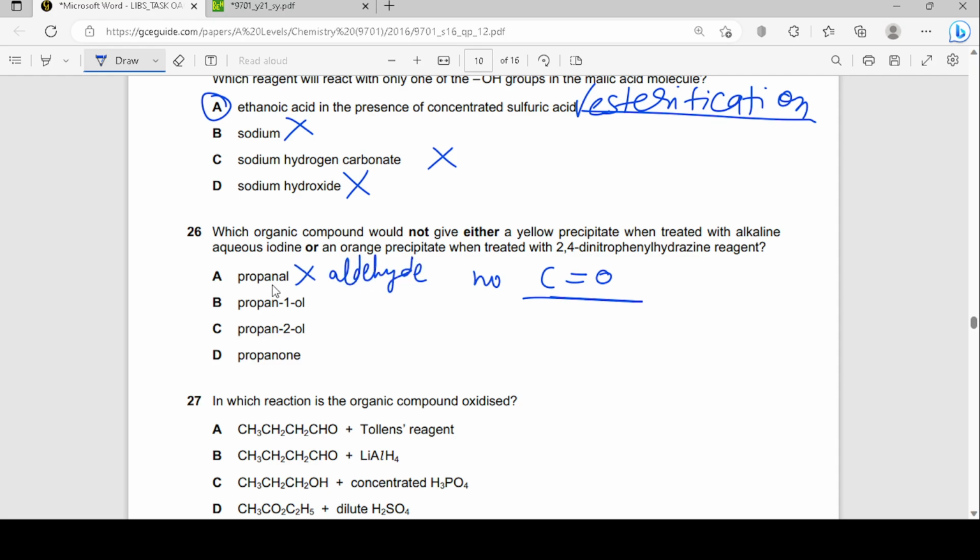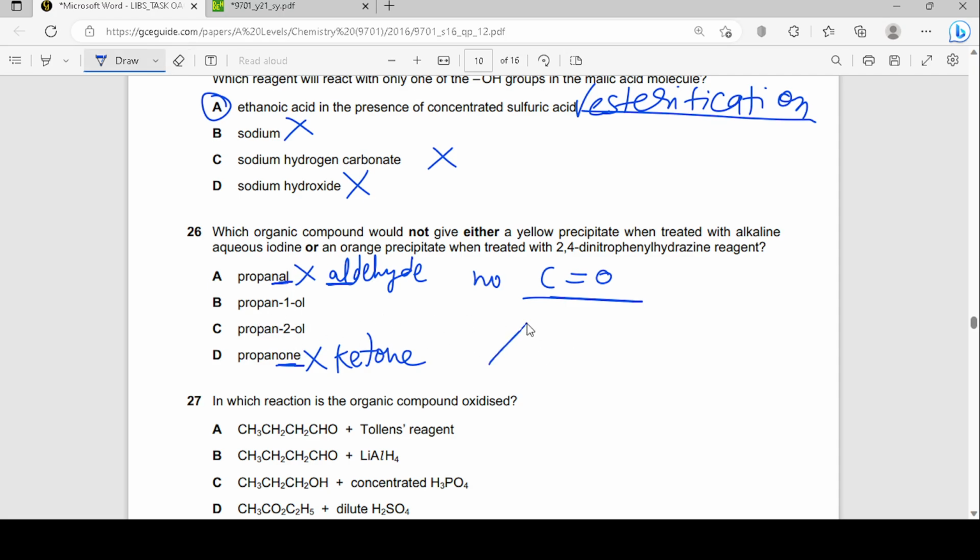Propanal, as the name suggests, is an aldehyde. And propanone, as the name suggests, is a ketone. So we cancel it out too, because the question says it would not give either a yellow precipitate or an orange precipitate. Because there's no orange precipitate, it has no carbonyl group. So we can already cancel out A and D. Now it's between B and C. Let me draw out B and C.